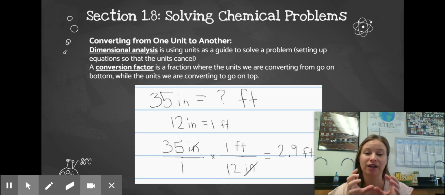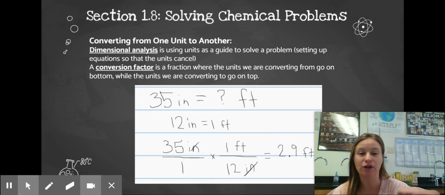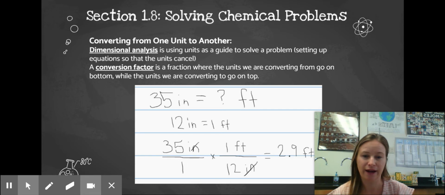The way we decide what goes on the top and what goes on the bottom is by the units that were given. If I look at my number that's given, it's 35, and the units that are given are inches. So I took the 12 inches and put those on the bottom of that conversion factor. And the one we're trying to find, which is feet, goes on the top. You can see in my example, the inches have canceled out. So I'm left with the units we were asked to find, which are feet. And then I have numerically 35 divided by 12, which is 2.9.